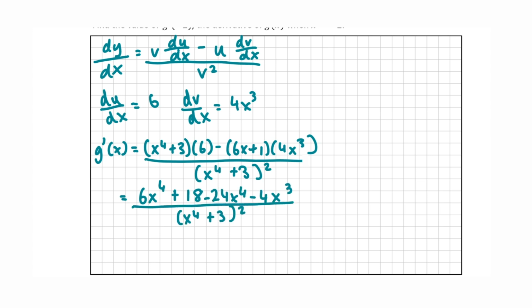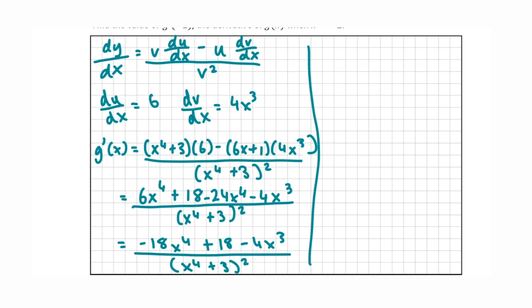So when you multiply out your fraction, you should be left with 6x to the 4 plus 18 minus 24x to the 4 minus 4x to the power of 3 all over x to the power of 4 plus 3, all squared. So now we can go ahead and tidy this up. So 6x to the 4 minus 24x to the 4 will give us minus 18x to the power of 4 plus 18 minus 4x to the 3 all over, and we're just going to keep our denominator the same, so that'll be x to the power of 4 plus 3, all squared.